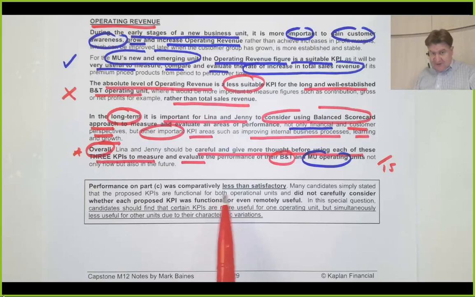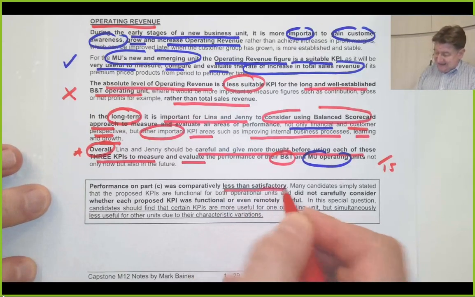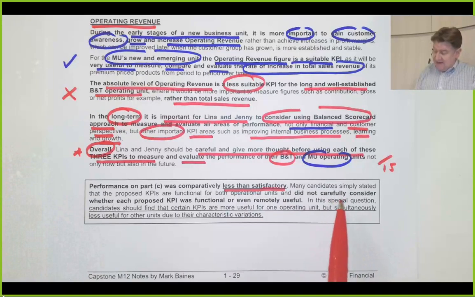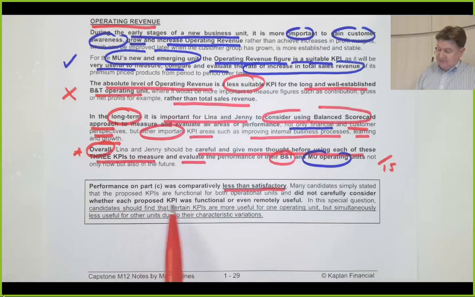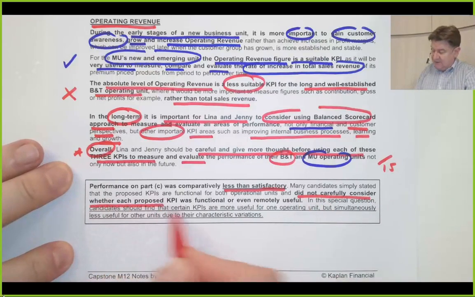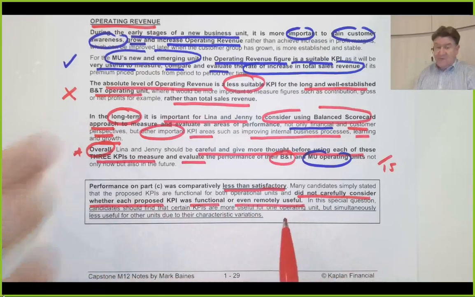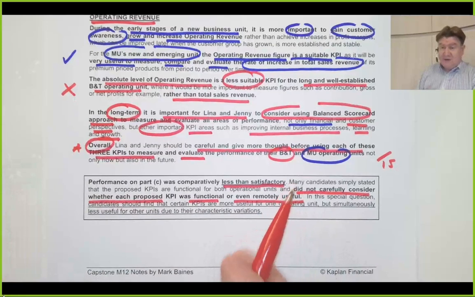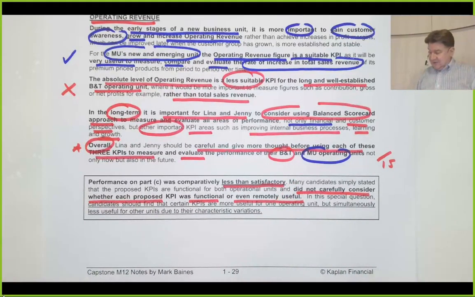Because look, you can see the performance on this part. This was less than satisfactory. Many candidates simply stated that the proposed KPIs are functional for both, and they did not carefully consider whether the KPI was functional or maybe even remotely useful. So they're asking you, it's not going to be a simple case of yes, yes, yes. We need to think a little bit deeper here.